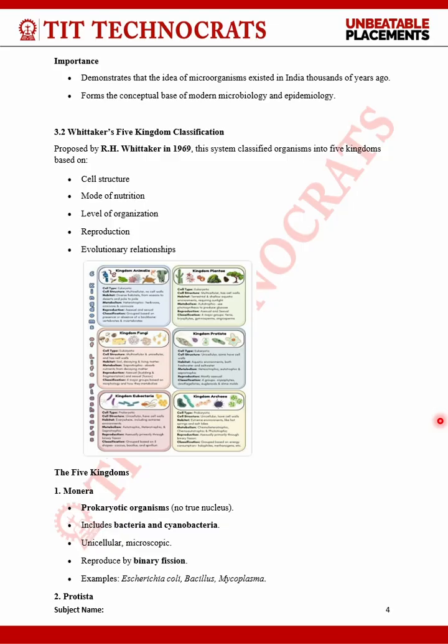So let's begin with Monera. Monera are the prokaryotic organisms. They do not have a true nucleus. It includes bacteria and cyanobacteria as examples. They are unicellular, microscopic, and reproduce by binary fission. Examples are Cyanophyta and Mycoplasma.